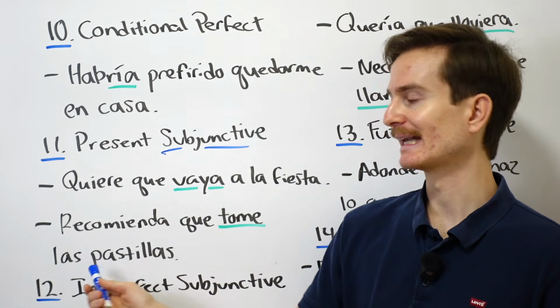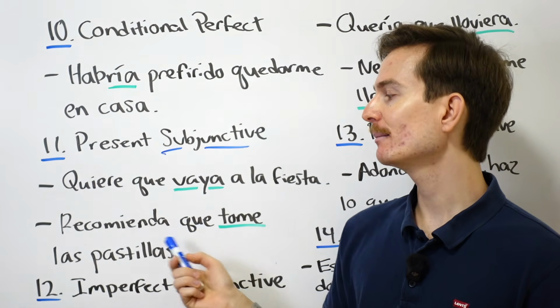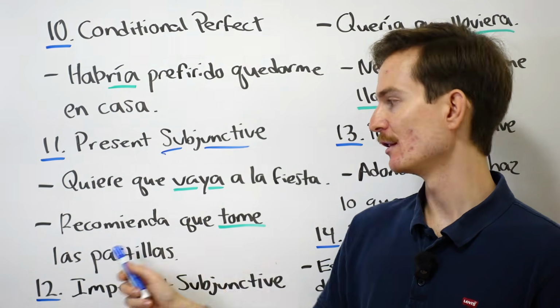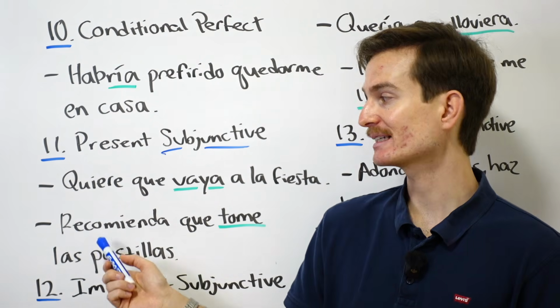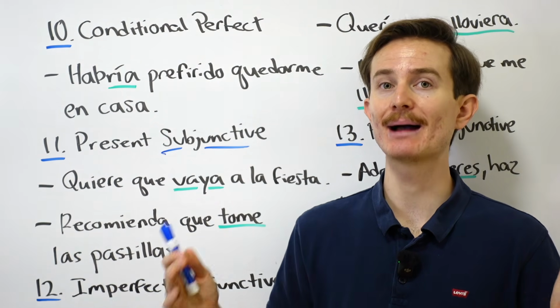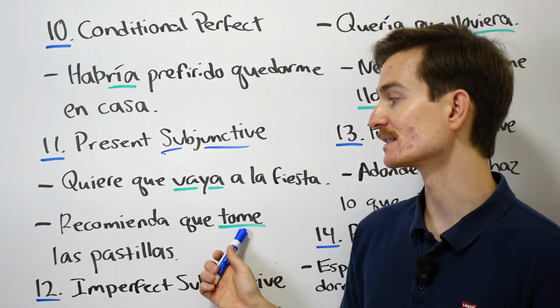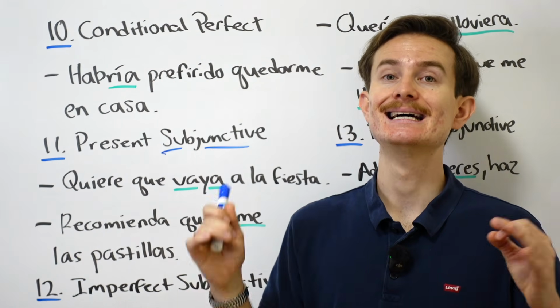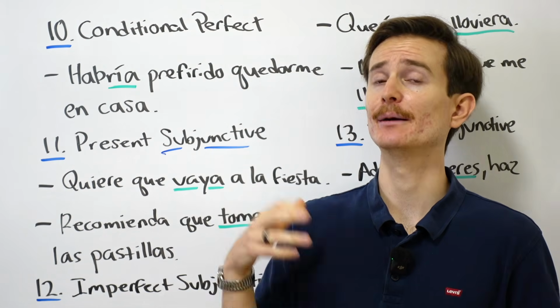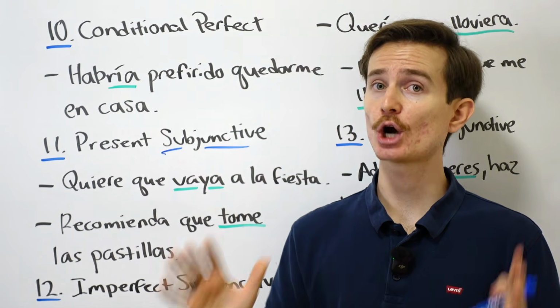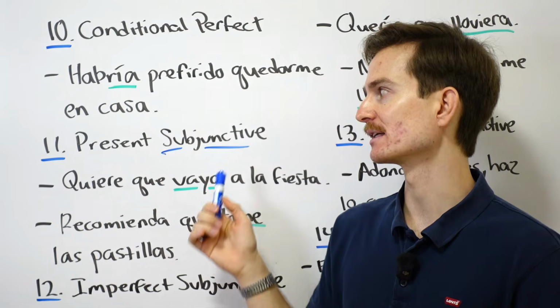Recomienda que tome las pastillas. He recommends that I take the pills, okay? It's not a guarantee I'm going to take the pills. Just because he recommends them to me doesn't mean that I'm actually going to take them. Therefore, we use the subjunctive mood. There is doubt. Like I said, the subjunctive mood can also be used for things like opinions and emotions, but the most common use of the subjunctive is for things of doubt.